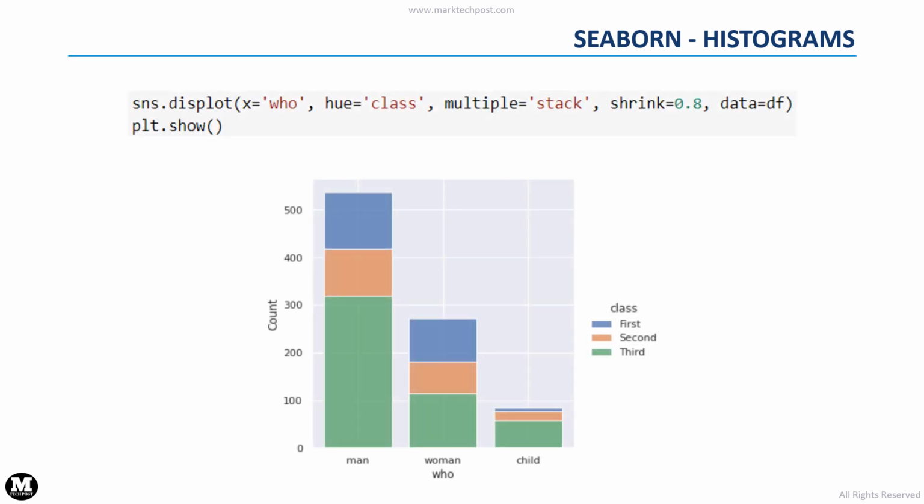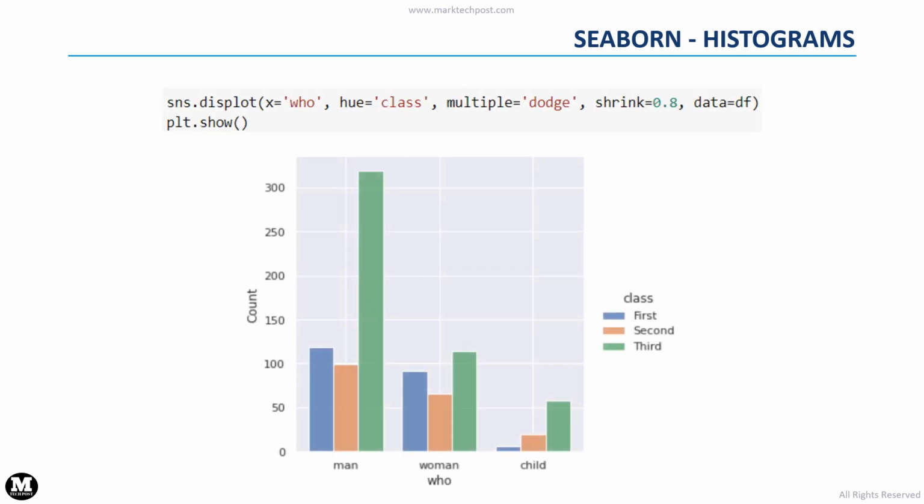Let's use now colors to encode also the information related to the class. Here, the shrink argument is used to separate the bars of the plot. The multiple argument instead is used to define how to handle the hue dimension for each bar. In this case, we stack the representation of the different classes. To obtain a multiple bar plot, we can use instead the dodge parameter.